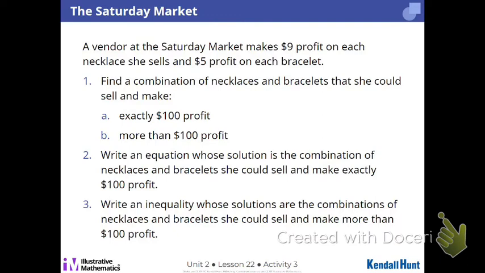Okay, so you're going to the Saturday market. You're making necklaces and bracelets. You make $9 profit for every necklace, $5 profit on every bracelet. I want you to make combinations where you earn exactly $100, and then I want a combination where you make more than $100. You're going to write an equation whose solution is the combination to make exactly, and then write an inequality for making more. You can do this on the left side of your notes page if you'd like, next to the graph for bracelets and necklaces.